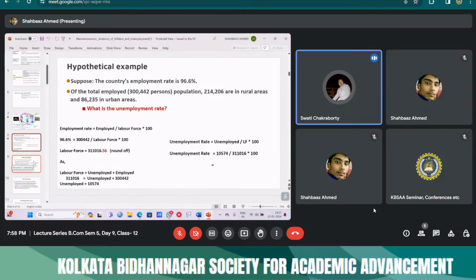Labor force, we see, is 311016.56. Now we need to round it, because it's a huge number of individuals, so we cannot have a fraction. So it's written as 311016. That's the total labor force. Now we know the total number of employed, so we can calculate the unemployed. Labor force is equal to unemployed plus employed. From there, we get the total number of unemployed, which is 10,574. Now we can find the unemployment rate, which is unemployed by the labor force. When we calculate, we find the value to be 3.4%. So that's how we find it.